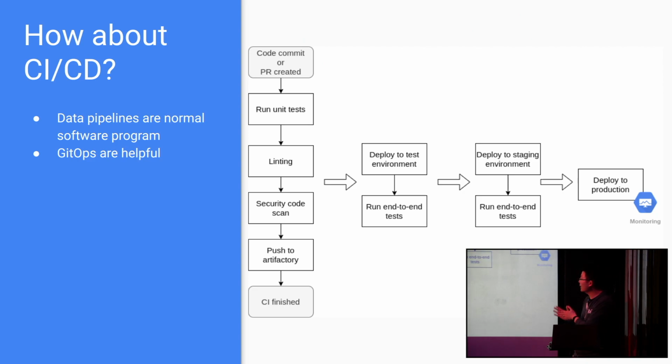And then after that, the next task could be deploying to a test environment where I run the end-to-end test in there. And for some companies that maintain a staging environment, you can run that same thing as well. And then after that, that's how you deploy to production. And having some monitoring in there would be good.